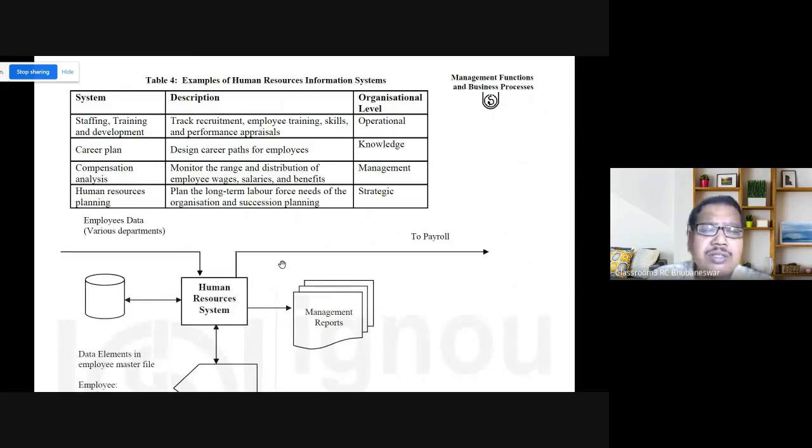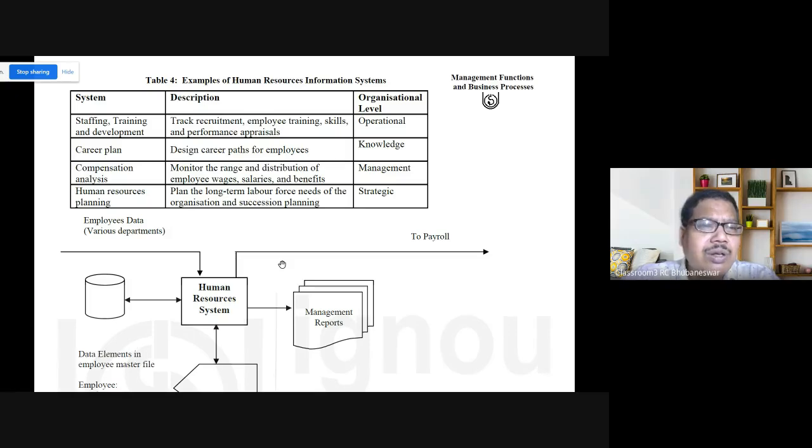This human resource information system will say how better we can work with respect to staff training and development management. So this is also one way, staff training and development management. It works on the operational level. Then going for the career plan. So here I can say the career plan will be done with respect to the knowledge.